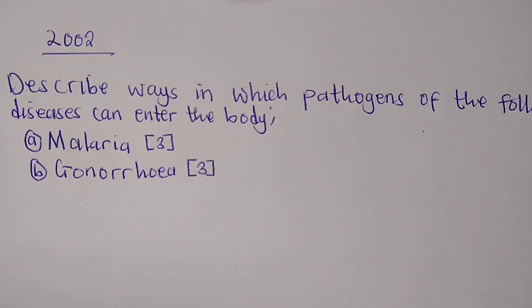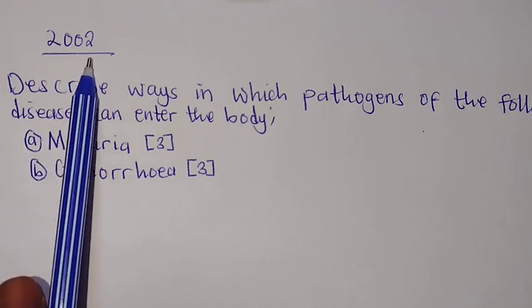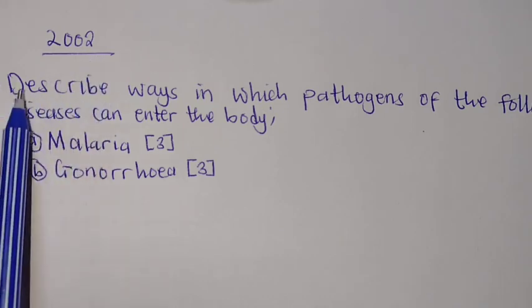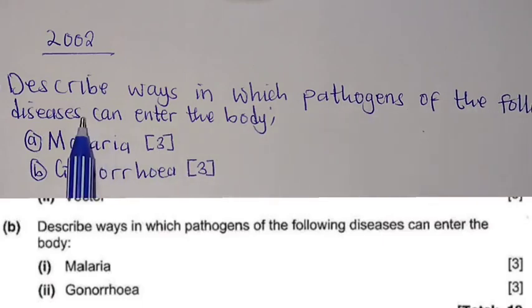So in this presentation, I want us to answer a question that came in biology paper 2 for 2002. So this is a question. Describe ways in which pathogens of the following diseases can enter the body. So we have malaria, which was carrying 3 marks. We also have gonorrhea, which was also carrying 3 marks. So we need to describe ways in which the pathogens for malaria and the pathogen for gonorrhea can enter the body.